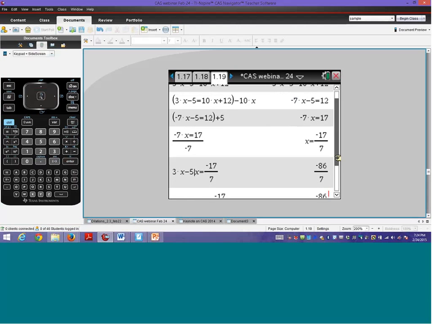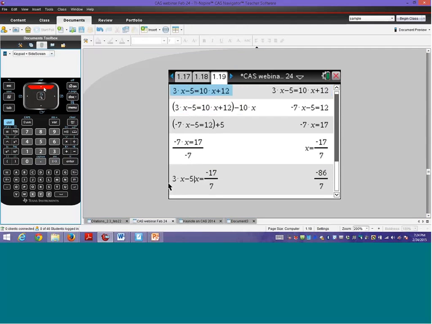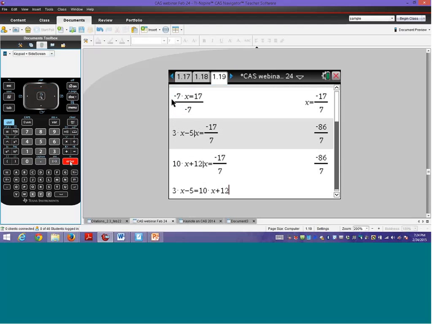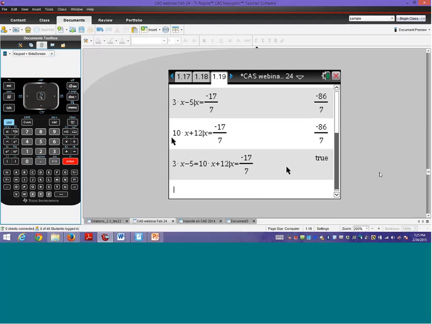Now, I'm going to show you something that some teachers might have their students do, and I guess it's okay, but it's not for me. You might go back up here and grab the equation and copy and paste it down, and then use the such that key again, and say I'm going to evaluate this equation at -17/7 when x is -17/7. And it says it's true.